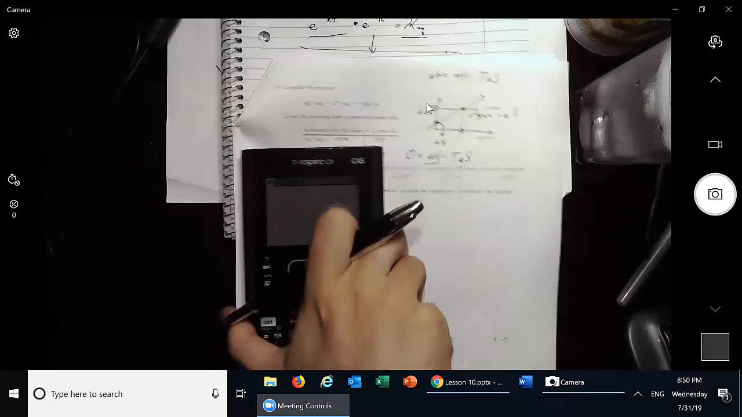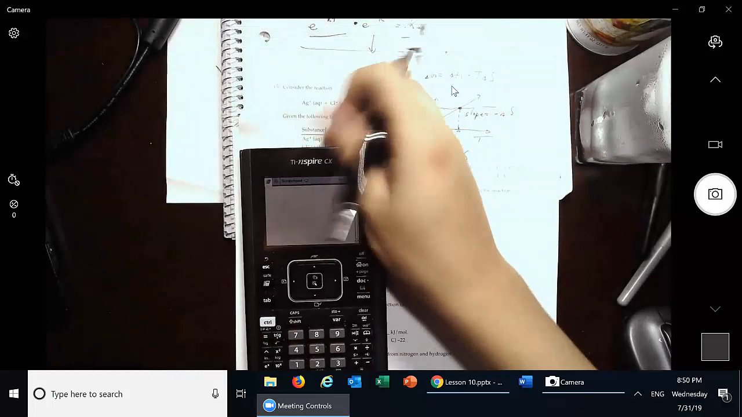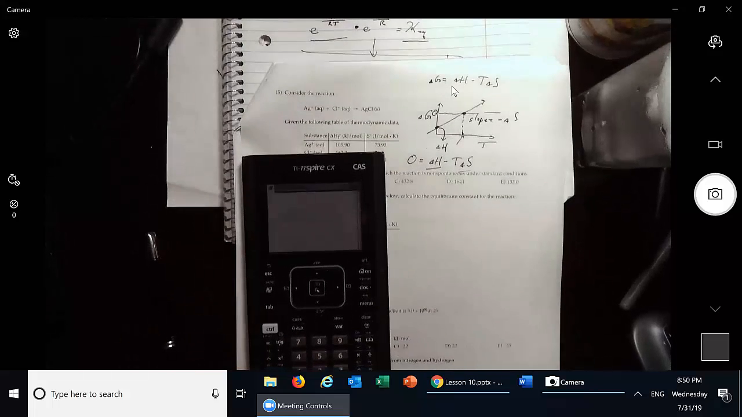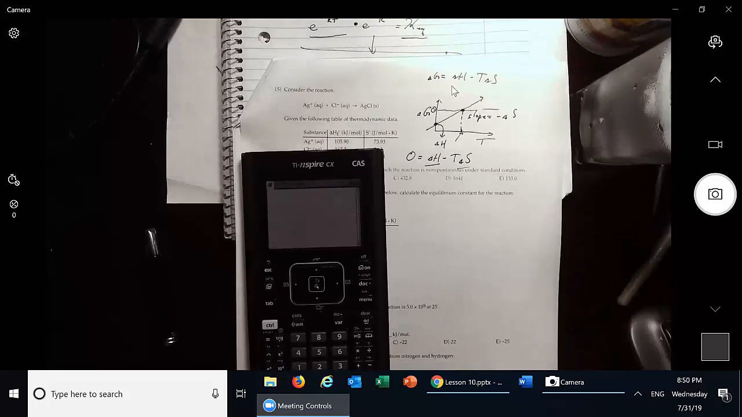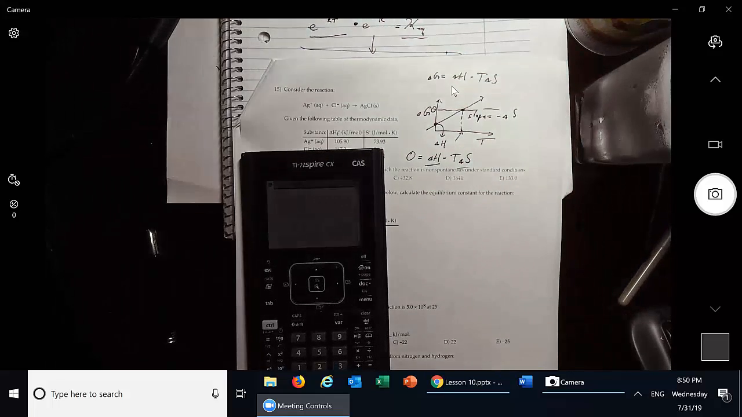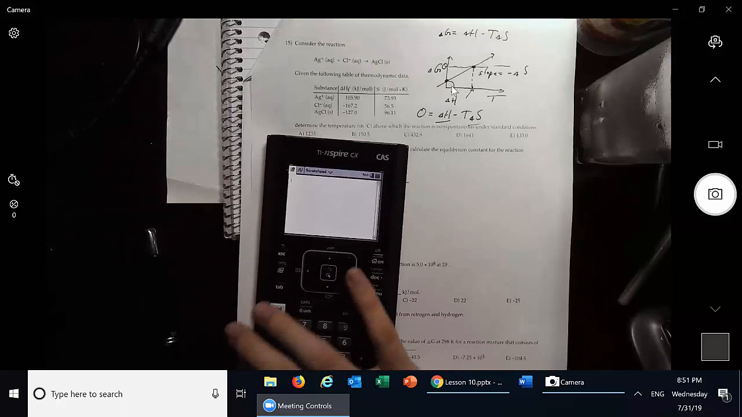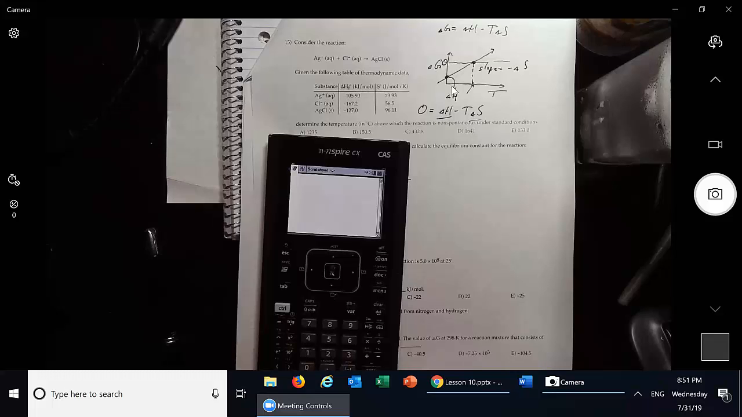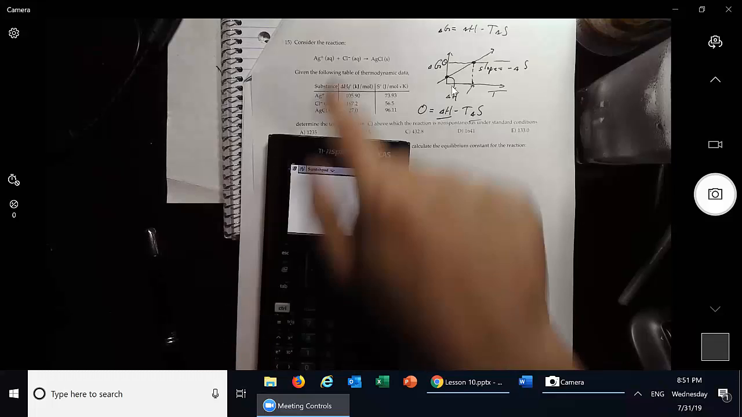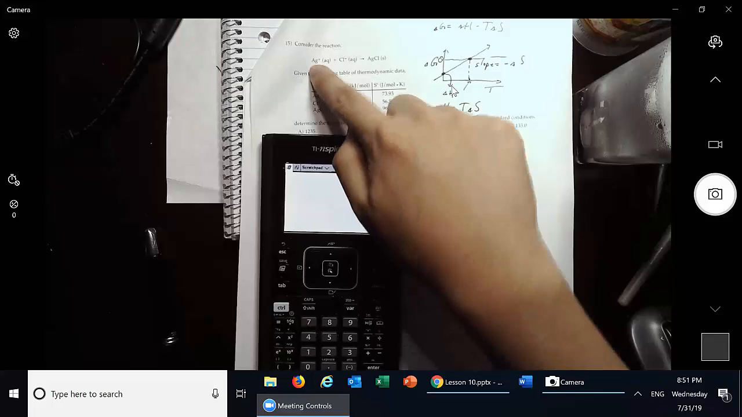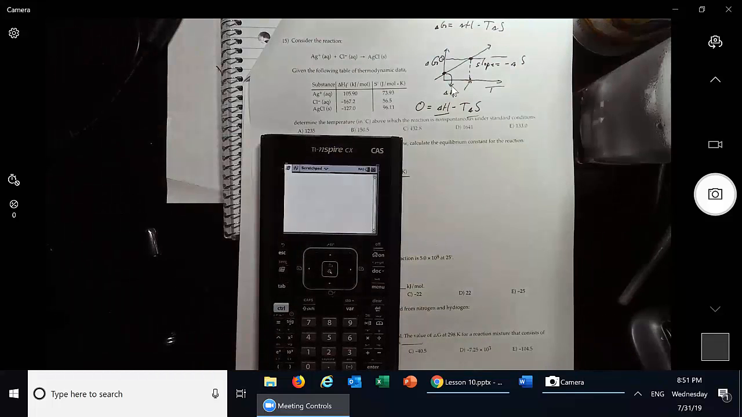So let's do that. We need to solve this equation. So let's first find delta H. Does anyone know what delta H is? It should be the enthalpy of formation of this minus the enthalpy of formation of this minus the enthalpy of formation for that. So this is easy enough to do.